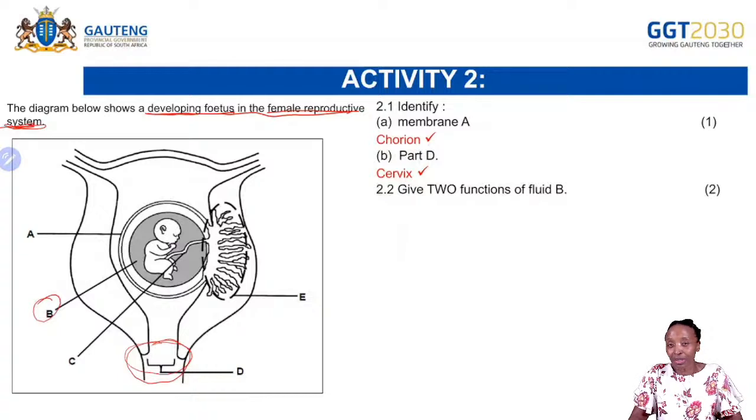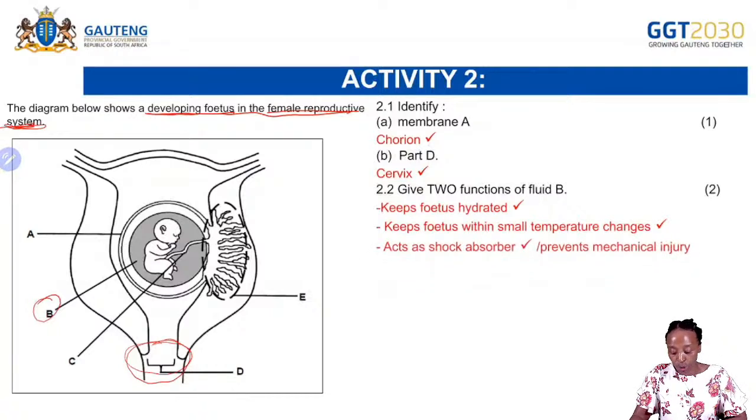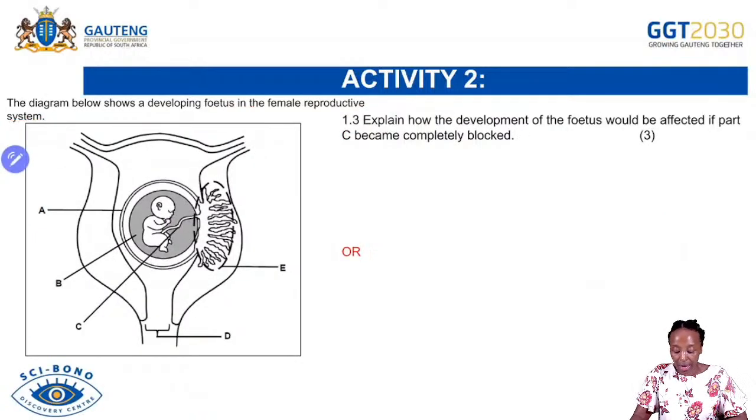So those were the labels, functions that we said. I might have left out some, but you do remember them, because I remember on the slide there were 5 written there. So it keeps the fetus hydrated, it keeps the fetus within small temperature changes, that is thermoregulation, acts as a shock absorber, prevents mechanical injury, it allows free fetal movements, and those are the 4 functions that are there. But remember, the question said only 2. So those are some of the functions that you can write.